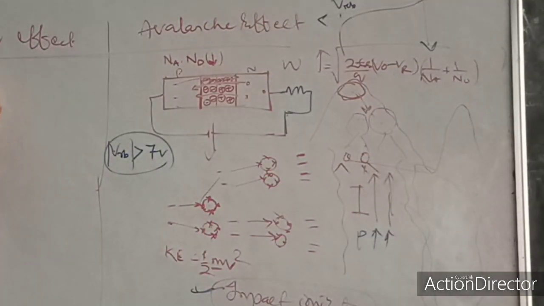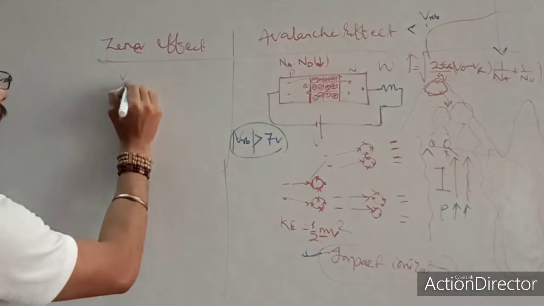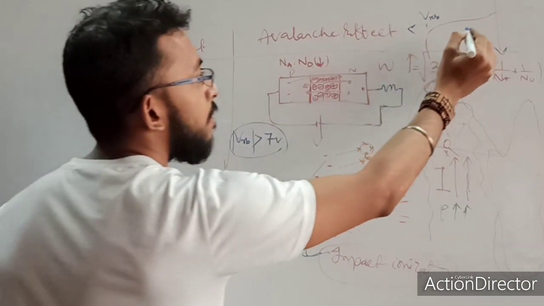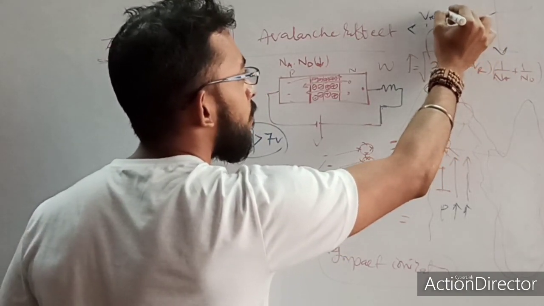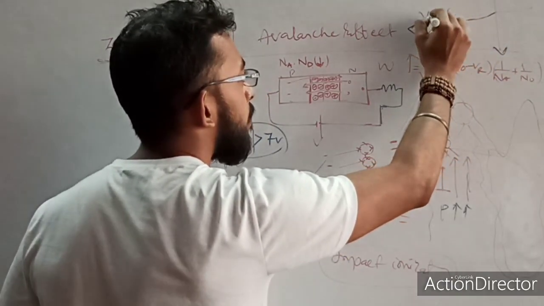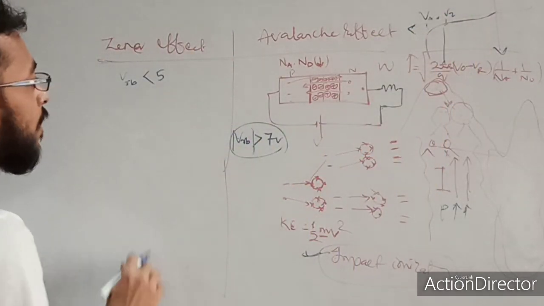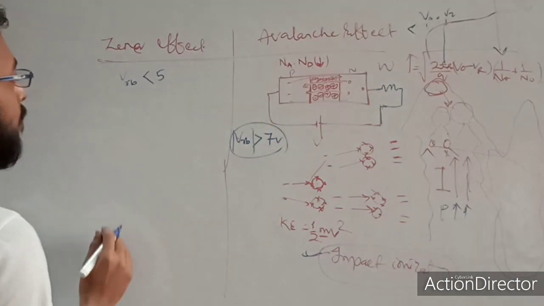The Zener effect occurs in the Zener diode. In a Zener diode this process occurs. For a Zener diode, when my VRB is less than 5 volt, it is the case when it is over here. This is for V avalanche, this is for V Zener. You can see this value is 5. When this voltage is less than 5 volt, then the Zener case occurs.